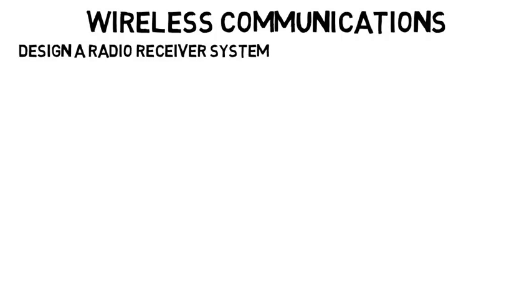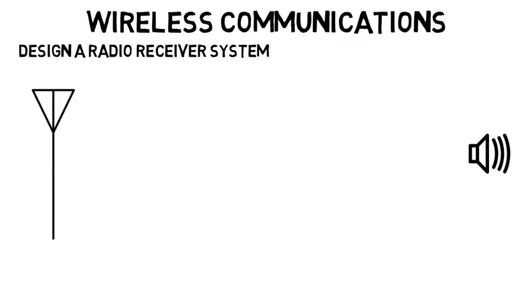I took a wireless communications course, and the big project was basically design a radio receiver system. So we were given the antenna, which would pick up the radio signals, and a speaker where the sound would come out. Then we had to design basically everything that would happen in between. We had an amplifier right before the speaker that we could adjust with a knob to change the volume. There was a filter that removed unwanted frequencies from other wireless devices.